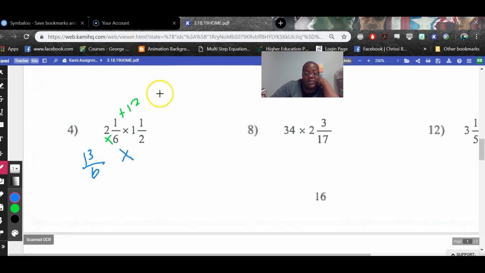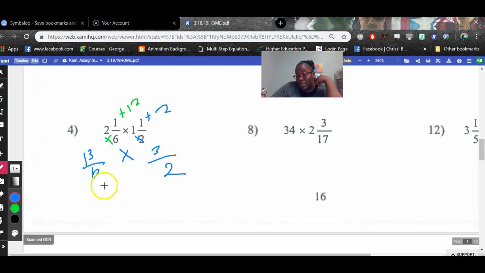Let's do the same thing to the second fraction. I have my whole number 1 and my denominator of 2. 1 times 2 is 2, plus the numerator. So now I have 2 plus 1, which is 3. And keeping the same denominator. So when I change these around, this is what I have. I have 13 over 6 times 3 over 2.